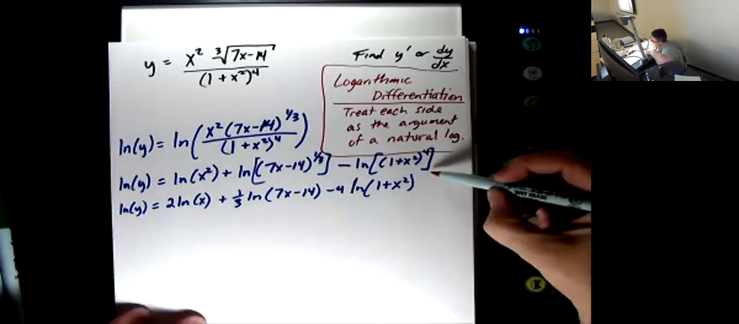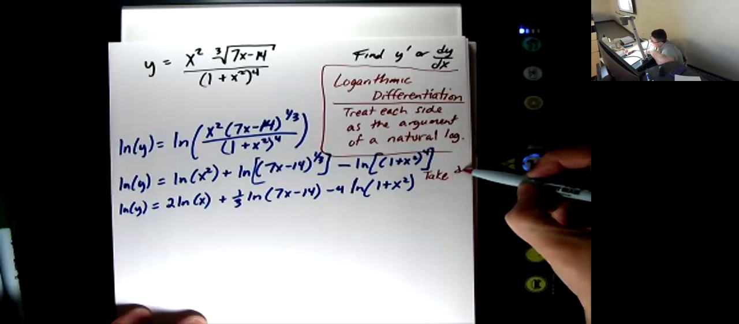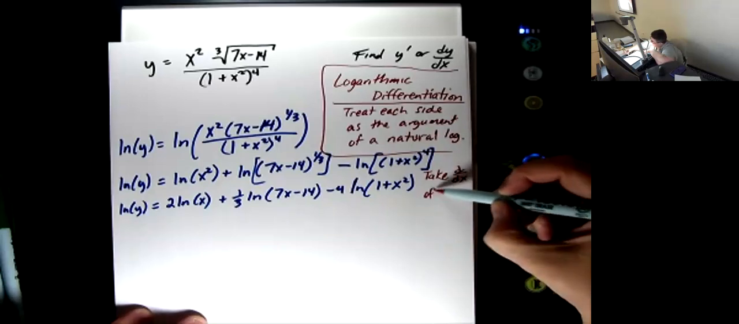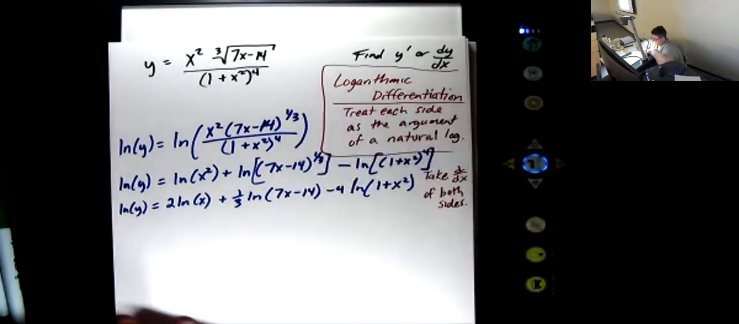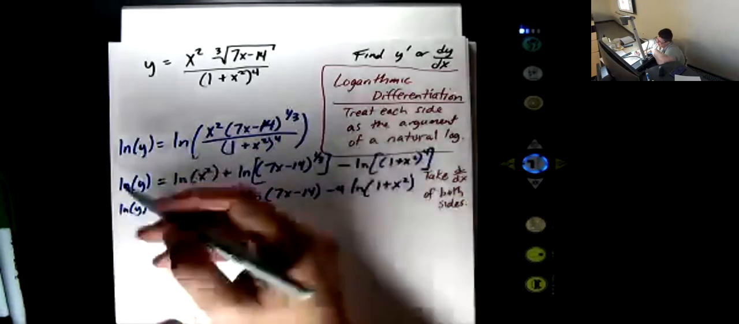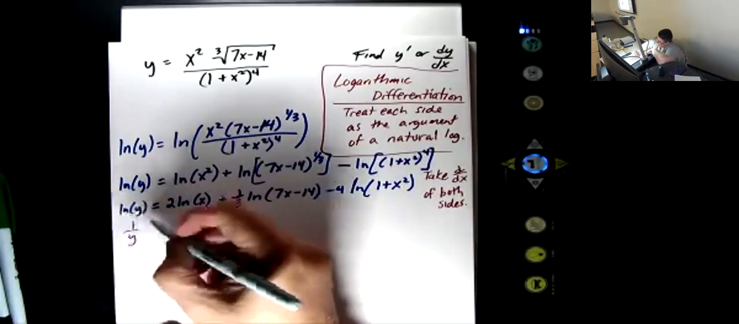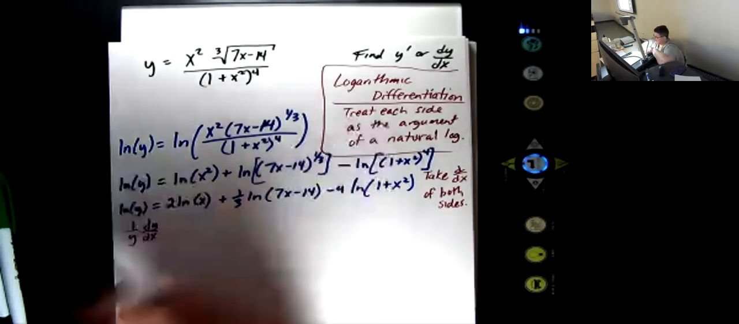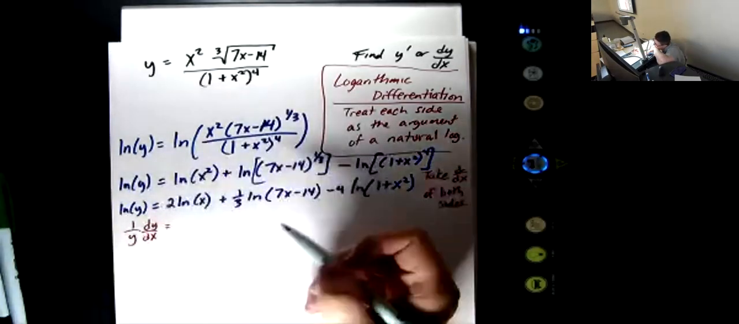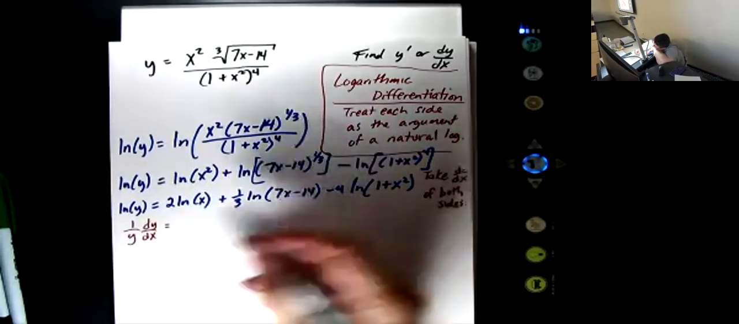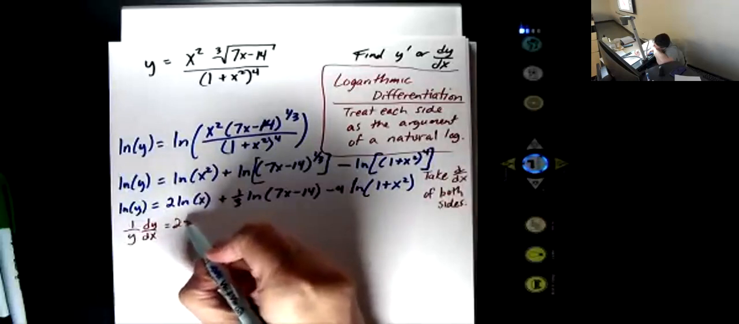At this point, you take the derivative with respect to x of both sides. The derivative of the natural log of y is 1 over y times dy dx. So it's got implicit differentiation in it. On the right side, the derivative of the natural log of something is just 1 over that value. So this becomes 2. I'm going to be explicit about it.